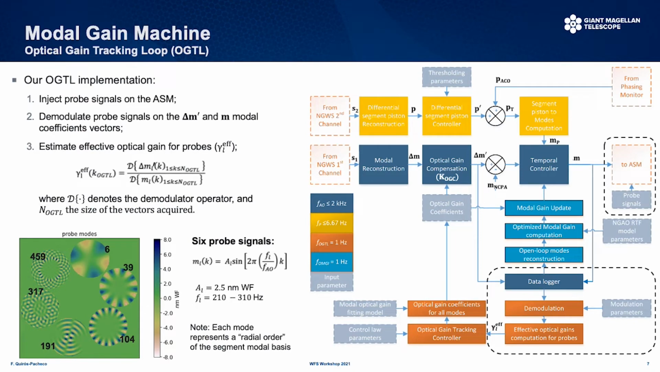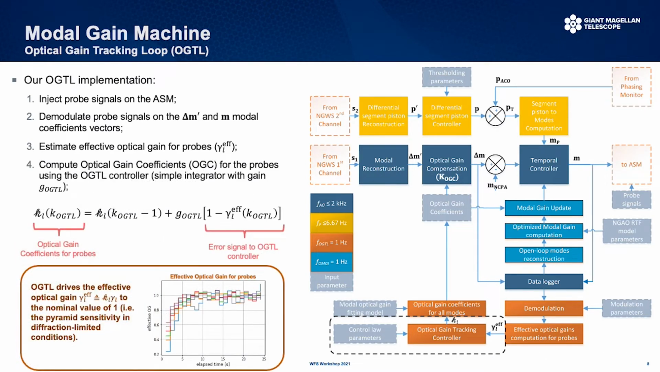The optical gain tracking loop relies on the online estimation of optical gains on a subset of modes. We have selected one segment KL mode over each of the 6 outer segments, and each mode representing a different radial order of the segment modal basis. Each of these modes is sinusoidally modulated and injected as a probe signal directly to the ASM. In closed-loop operation, the effective optical gain is obtained after the demodulation of these probe signals on the differential commands and integrated commands.